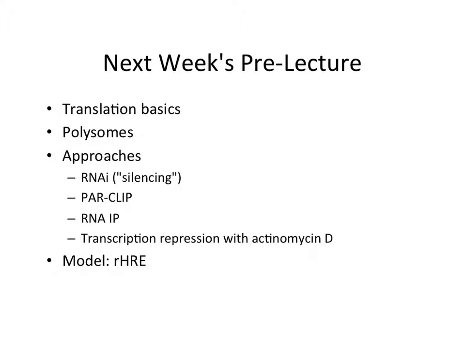Okay, so we'll go through pretty quickly the basics of translation, and then there are a few things that you'll need to know specifically for next week. What is a polysome? How do you detect them? Talk about 4 different approaches. We've already talked briefly about RNAi, and then 3 specific things that they do in this paper that we haven't talked about yet: PAR-CLIP, love the acronyms, RNA immunoprecipitations, and using actinomycin D, which is one of the treatments that you'll see in the paper. And then I'll end with a model, or the authors' thoughts of how this all works. So I'm telling you what you're going to hear next week. The punchline.